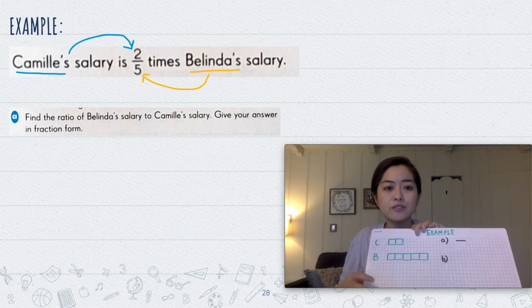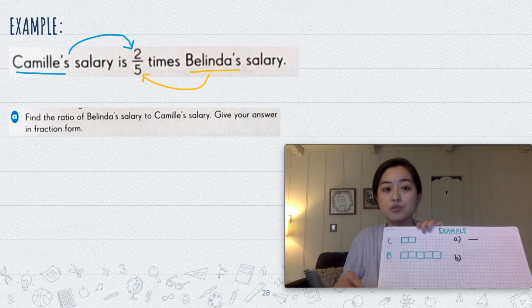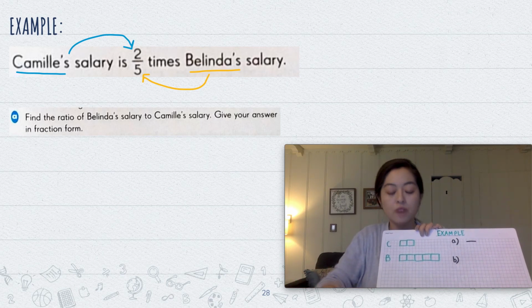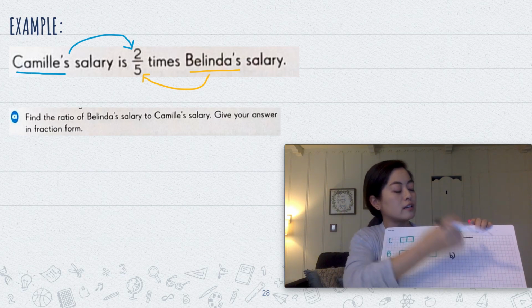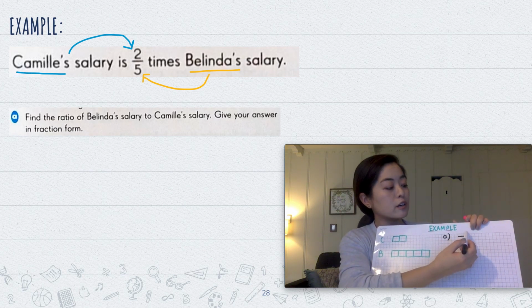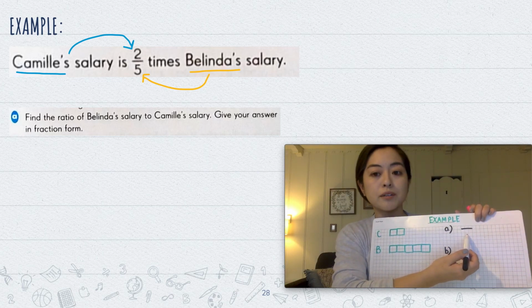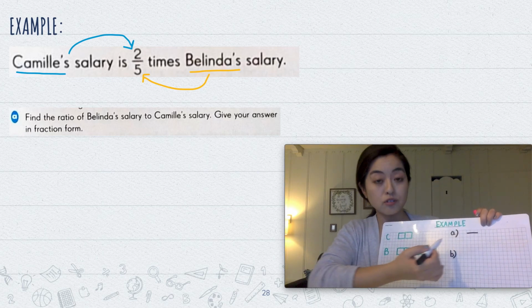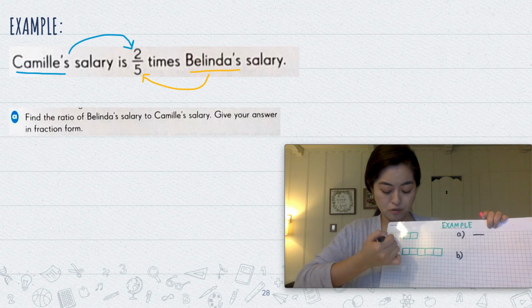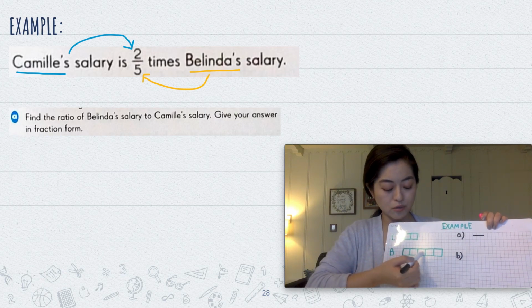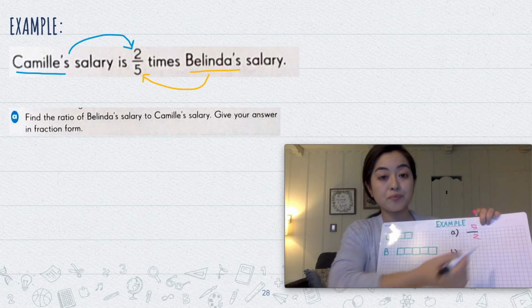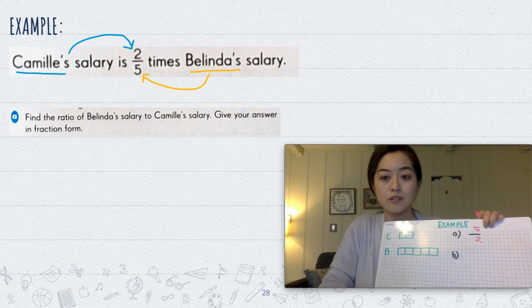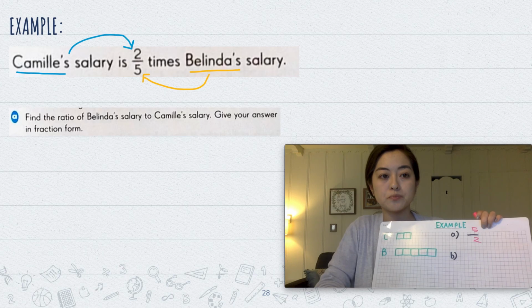So it says find the ratio of Belinda's salary to Camille's salary. And when we want to write our answer as a ratio in fraction form, the numerator is the first term and then the denominator is the second term. So Belinda to Camille. So Belinda is 1, 2, 3, 4, 5, and Camille is 2. Okay? So the ratio is 5 to 2.